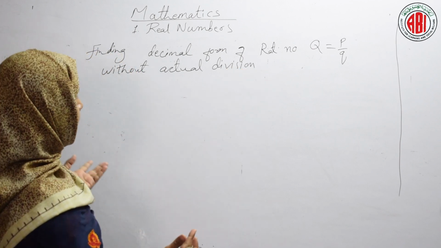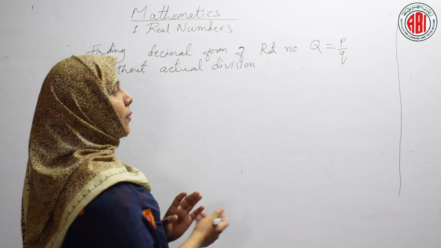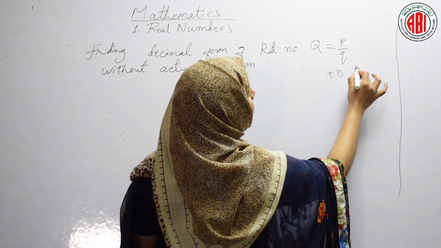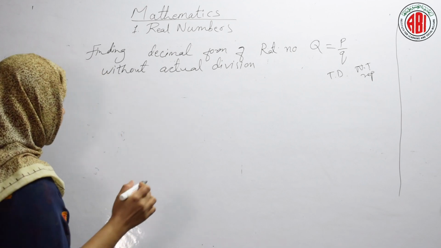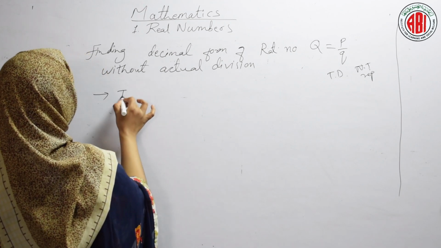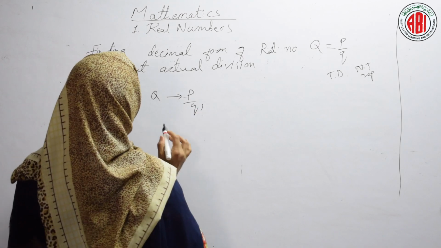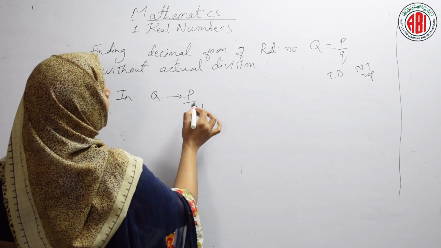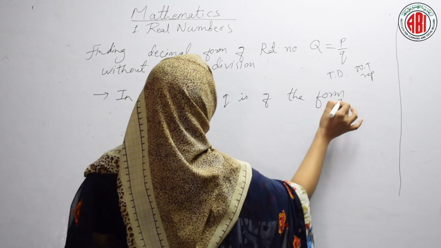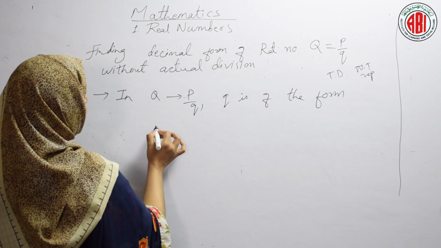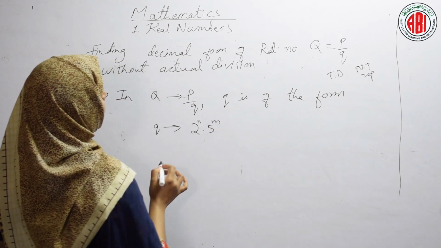Everyone knows the division we have done, but without performing division, how do we find whether it is a terminating decimal or a non-terminating repeating decimal? We have a rational number p by q. In the rational number p by q, q should be written, as the divisor, in the form of 2 power n into 5 power m.